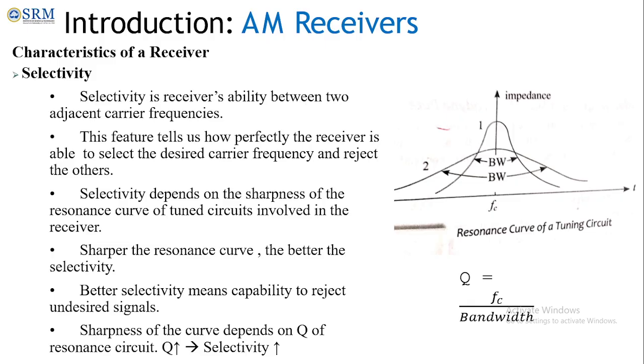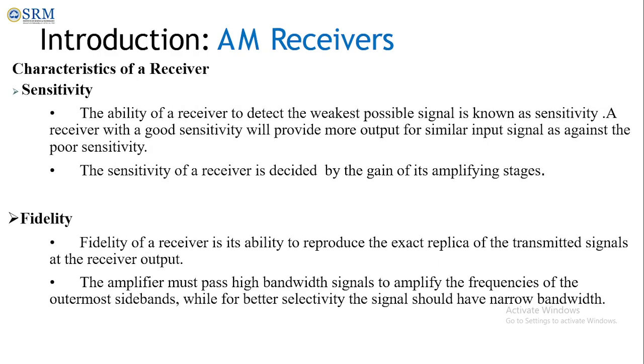If we have a narrow, sharp curve, the bandwidth decreases. If you have less sharpness of the curve, the bandwidth increases. So from this formula, we can relate what is happening in the selectivity process.